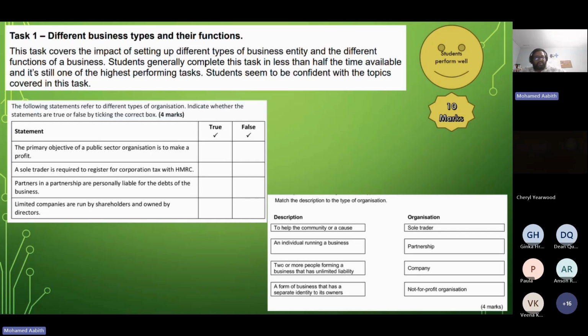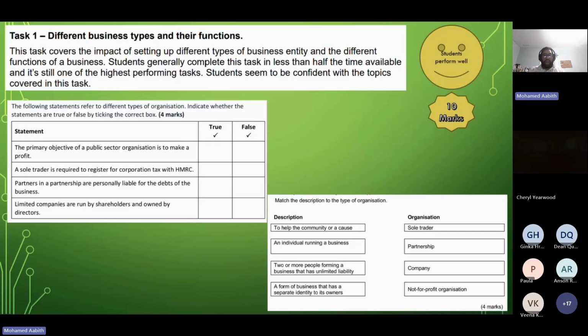Match the description to the type of organization. It's a very straightforward description there. I'm going to look at it here. To help a community or a cause, who's going to do it? Of course, if you want to help the community, you're not making profit. Charity. Oh, a not-for-profit organization. Straight away, I know that will be the right answer.